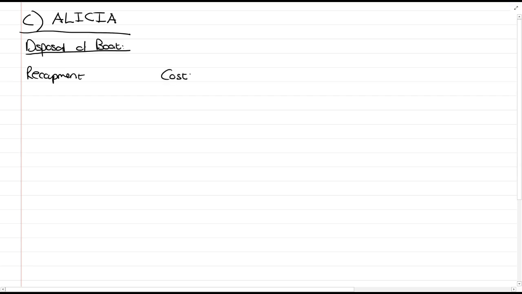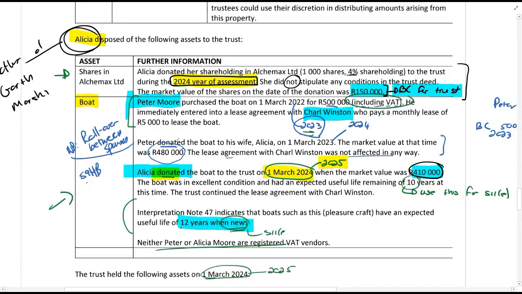So the cost of this asset. Now this is the first trick this question is trying to test you on. Peter Moore purchased for 500,000 including VAT. So the first, I suppose, trick is that you see that they're not VAT vendors. So we can't claim input VAT, so we'll use whatever the amount, including VAT, is as our cost. All right, so this is what they're trying to test you with here. Do you think that the cost is 500,000, or do you think that the cost is 480,000, which is the market value when Peter donated it?